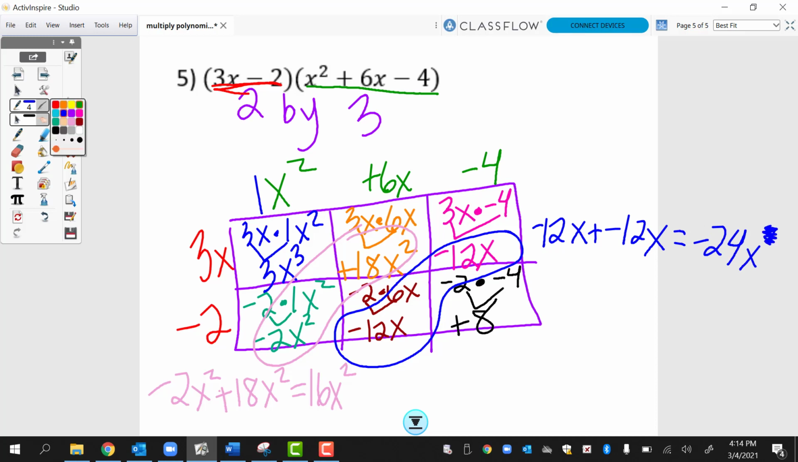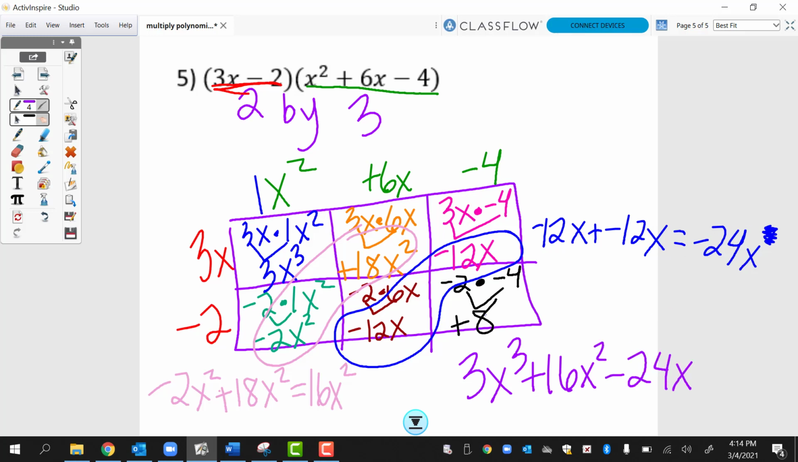Okay. So when I go to write my final answer, my biggest exponent was x cubed. So we have 3x cubed. What was my x squared? The 16. So plus 16x squared. My x was negative 24x. And my regular number plus 8.